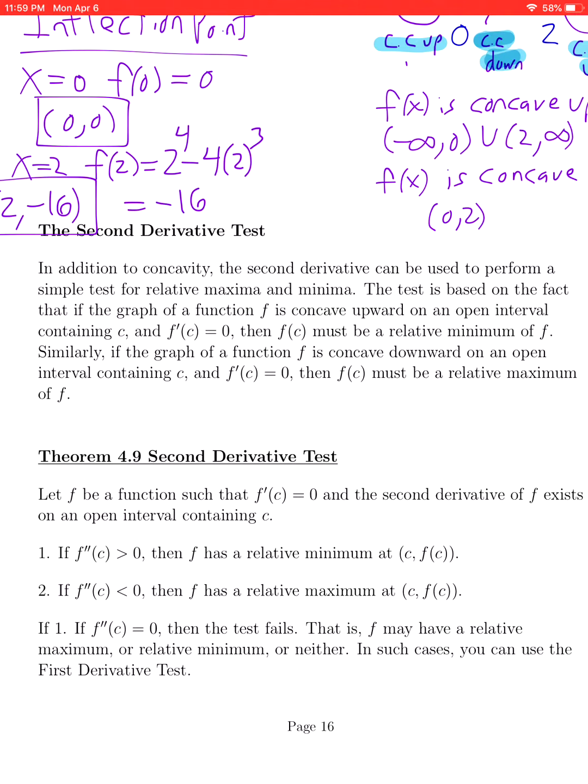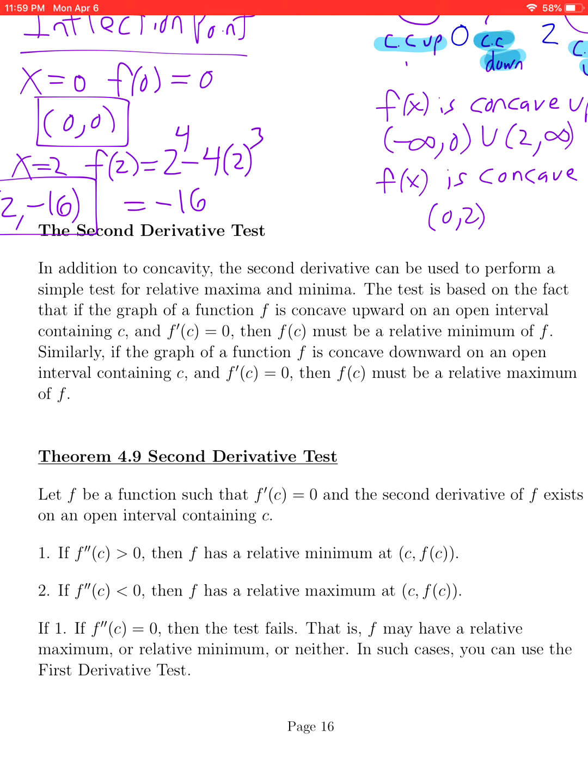It's also possible that if f double prime of c is equal to 0, then the test would actually fail, and we wouldn't be able to know immediately whether f has a relative min, max, or neither at the point c, in which case we'd have to resort back to doing the first derivative test by making a sign chart.